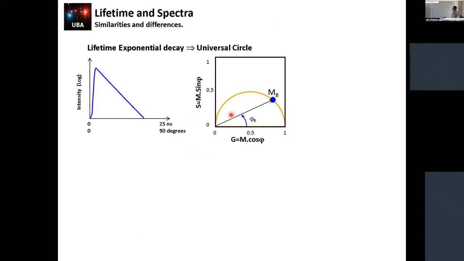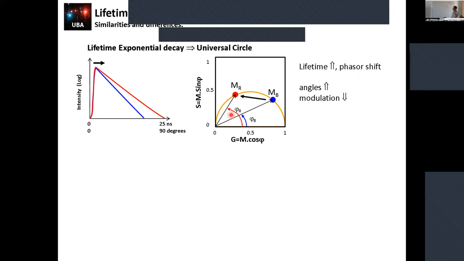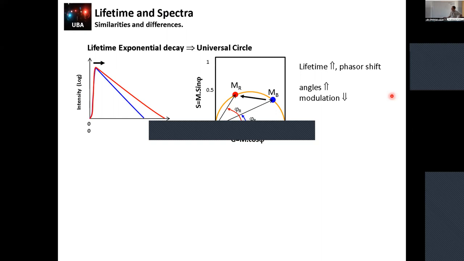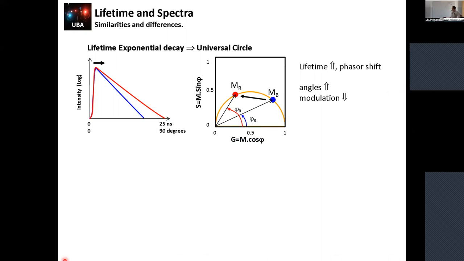Okay, so we have already learned about how the phasors work for lifetime imaging. What we learned is that we have components with different lifetimes, depending on whether they are short, in blue, or longer, in green, and the modulation and phase change depending on the lifetime.